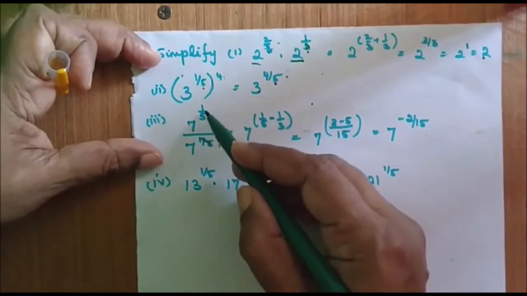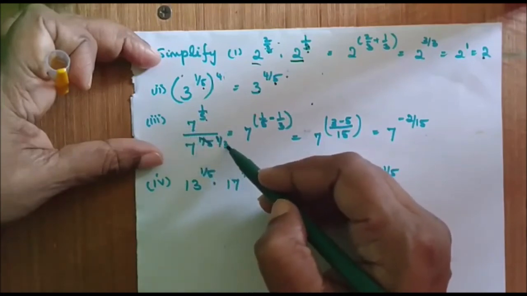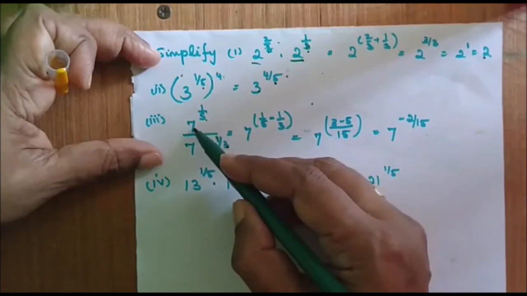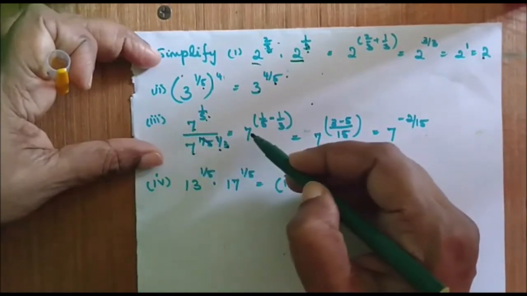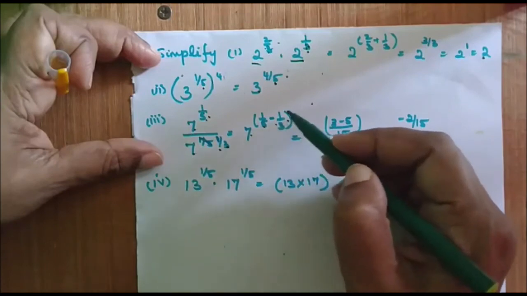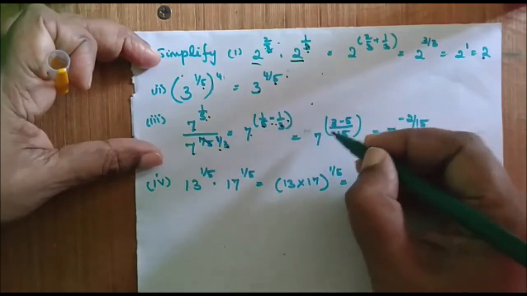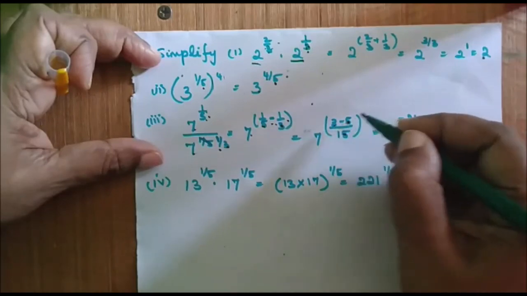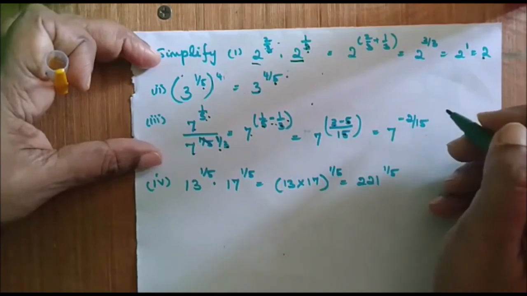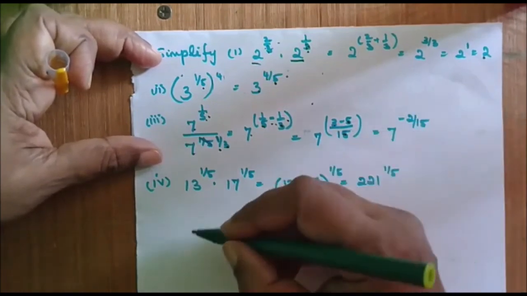Now 7 to the power 1 by 5 divided by 7 to the power 1 by 3 means what? a to the power m by a to the power n is equal to a to the power m minus n. So it is 1 by 5 minus 1 by 3. I will take the LCM, it is 15. 3 minus 5. So it is nothing but 7 to the power minus 2 by 15. I hope you get it.